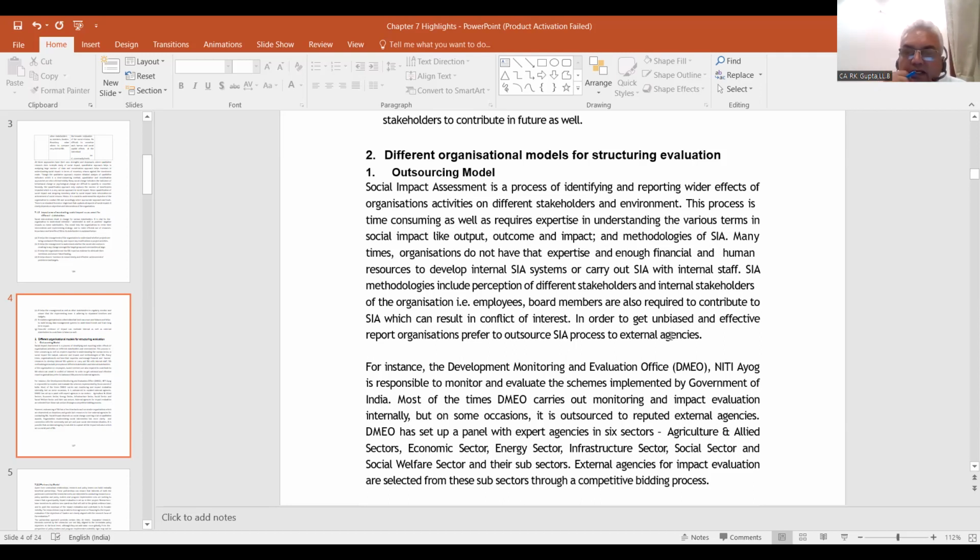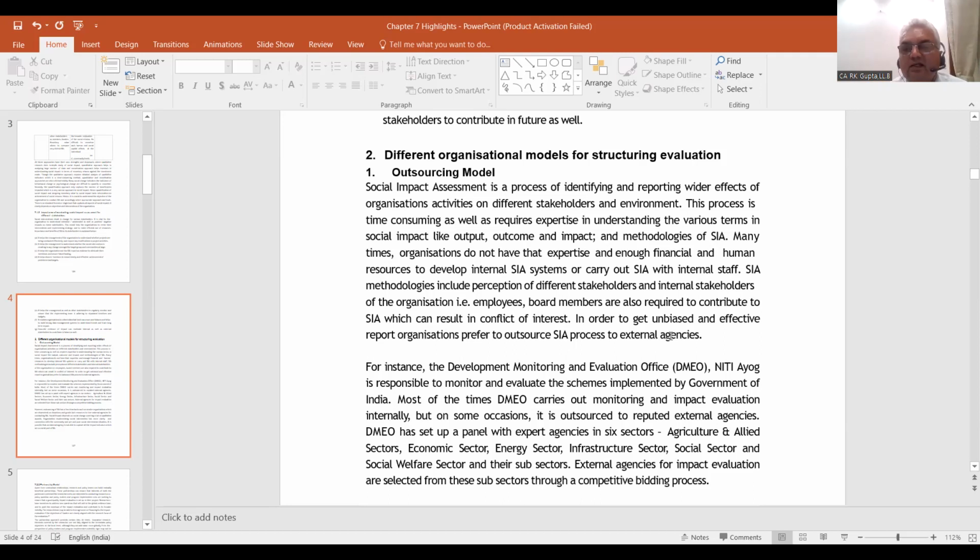So DMEO has set up a panel with expert agencies in 6 sectors. So these are the 6 sectors. They may ask question on this: agriculture and allied sectors, economic sector, energy sector, infrastructure sector, social sector, and social welfare sector, and their subsectors. External agencies for impact evaluation are selected from these subsectors through a competitive bidding process. So sometimes the DMEO office is doing it internally, but sometimes they are also hiring external agencies.